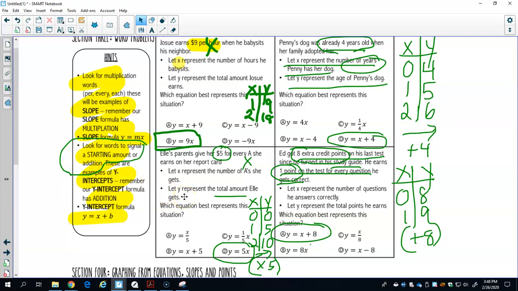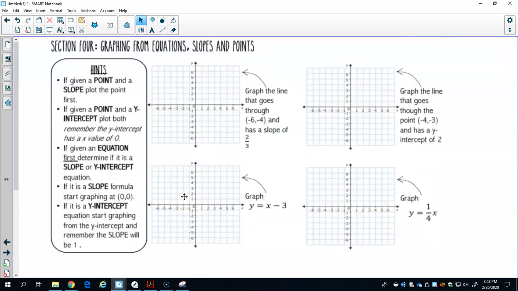All right, let's look at the next section here, section 4. We're going to graph slopes and points. So you have, again, some hints here. If you're given a point and a slope, you plot the point first. Okay, we haven't changed the way we plot coordinates. We're still going to plot points. We're just making lines, sometimes using slope, sometimes using our y-intercept.